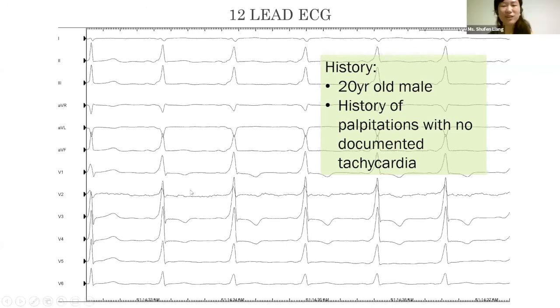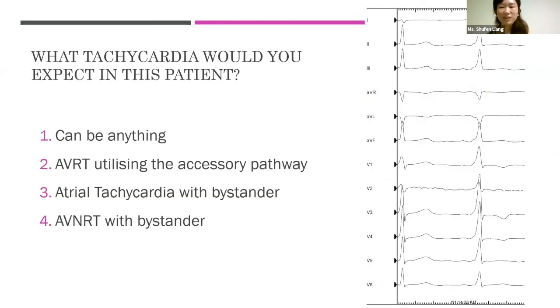Usually, as a tech, I would try to see where the pathway is in this case. And I am a bit lazy, so usually I would look at V1 to tell me whether it's a right-sided or left-sided pathway. At least I know whether the doctor would want to do a transseptal for this case, or we can just stay on the right side. So we can all agree it's a left-sided pathway. Yep, then I'll go on.